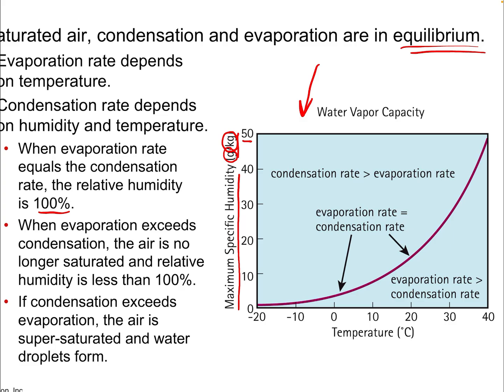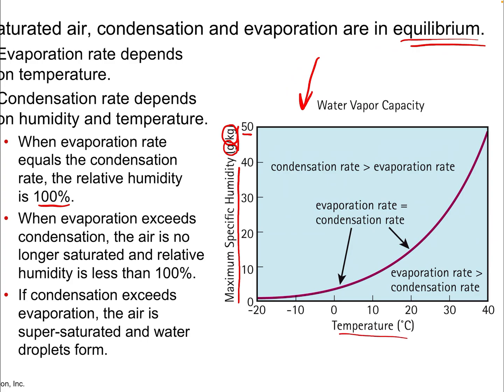A dimensionless ratio. If we look on the horizontal axis, we have temperature measured in degrees Celsius, and we go from 0 down to quite cold temperatures, up to very warm temperatures, okay? And we can see that we have this curve. This curve represents that equilibrium point, that value of perfect saturation, where the evaporation rate exactly equals the condensation rate.